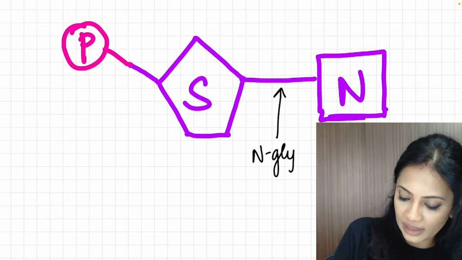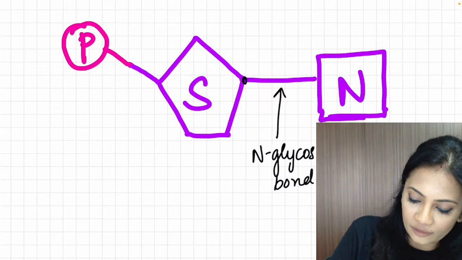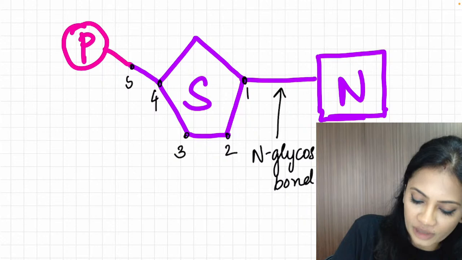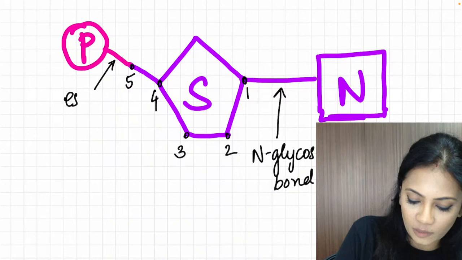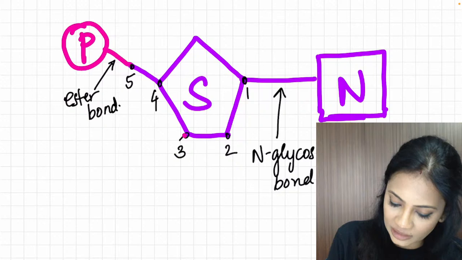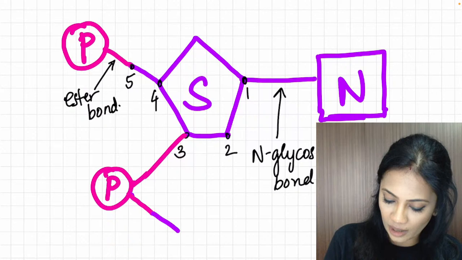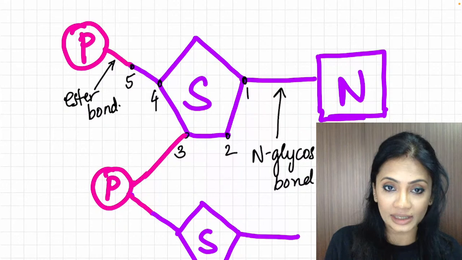bond. Then the bond between the phosphate group and the fifth carbon, when you number the carbons first, second, third, fourth, fifth. This bond over here, what is the name of this bond? It is an ester bond. Then with the third carbon comes the second ester bond for joining with the next nucleotide. And here is your second nucleotide. I hope this is visible to everyone.